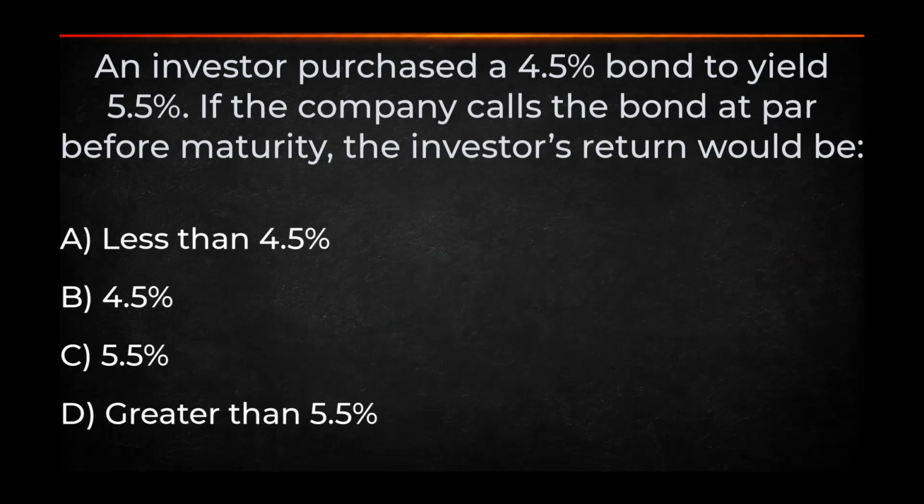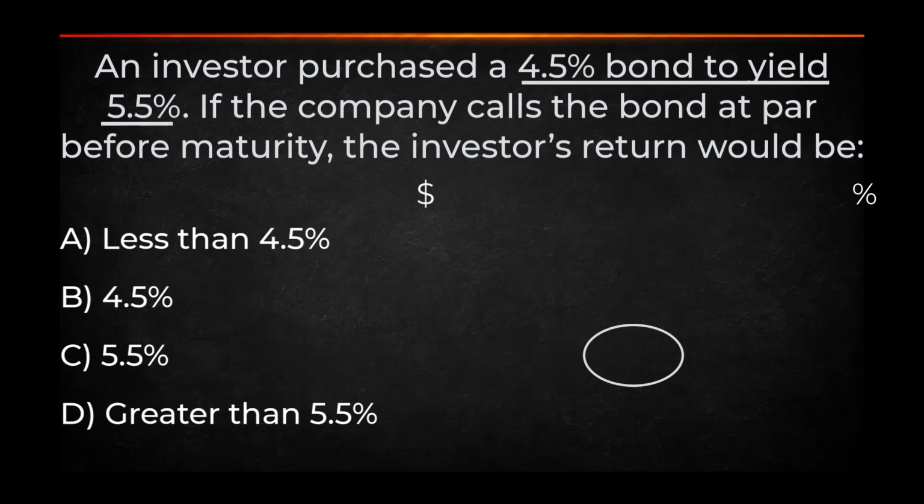An investor purchased a 4.5% bond to yield 5.5%. If the company calls the bond at par before maturity, the investor's return would be. Right, another very difficult question. So let's go ahead and draw out our seesaw. So we need to find our nominal yield. Well, in the question, it tells us that this bond is a 4.5% bond to yield 5.5%.